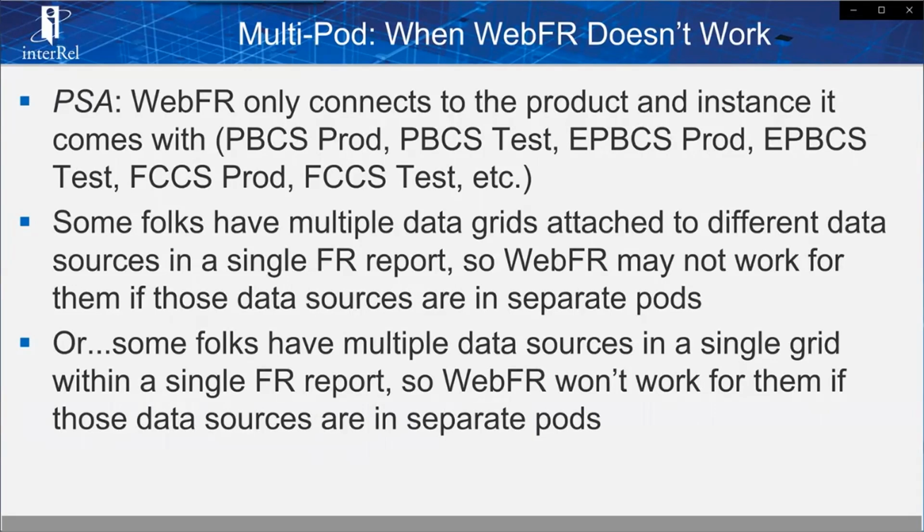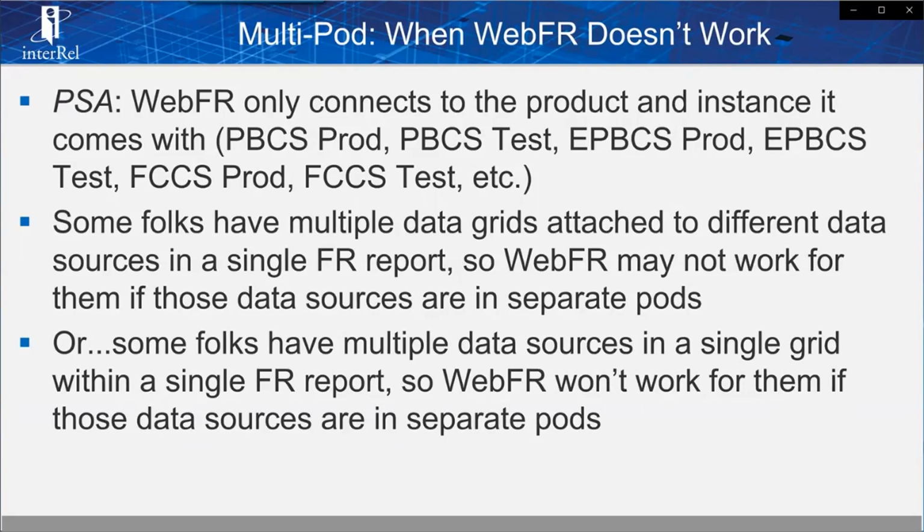Some people with their FR reports have multiple data grids in a single FR report that are attached to different data sources. So that is not going to work in the cloud as is. Not that there aren't workarounds here, but you're not going to be able to do that because FR only speaks to the product and instance it's attached to. So if you're using FR in Planning Cloud, that means, let's say you're talking about your test instance, FR can only talk to planning test. It cannot talk to anything else. So having different data sources in that migrated FR report is not going to work.